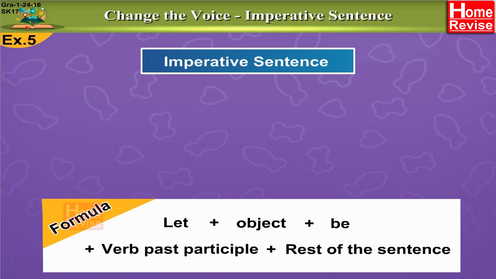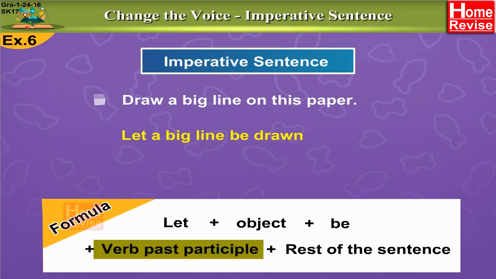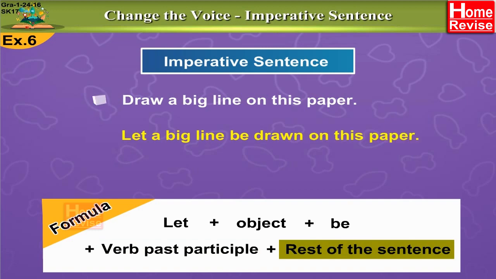And here we go with one more example. Draw a big line on this paper. What is to be drawn? A big line. So a big line is the object. Let's begin the sentence with let. Let a big line be, past participle of the verb draw is drawn, plus the rest of the sentence, on this paper, here is an adverbial phrase. So your answer is let a big line be drawn on this paper. This is how we convert such sentences into passive voice.